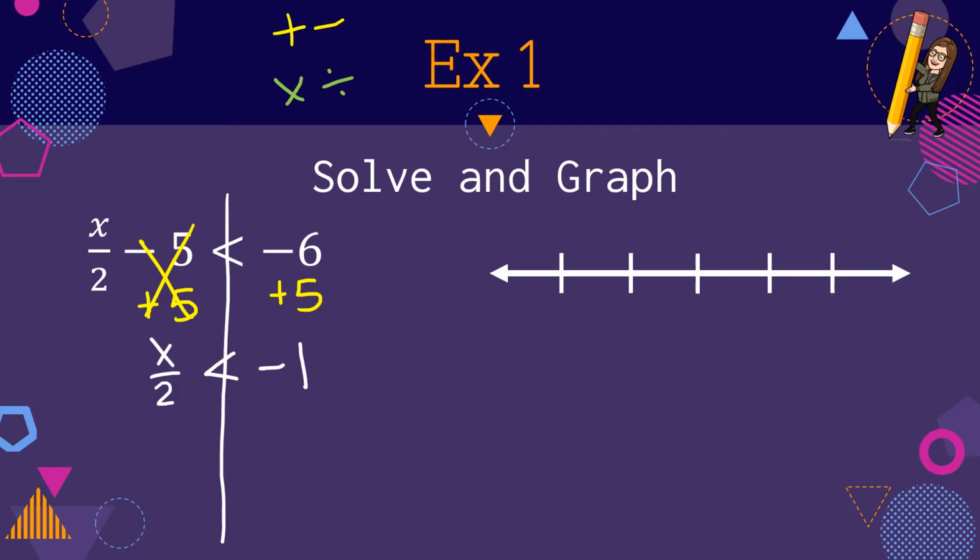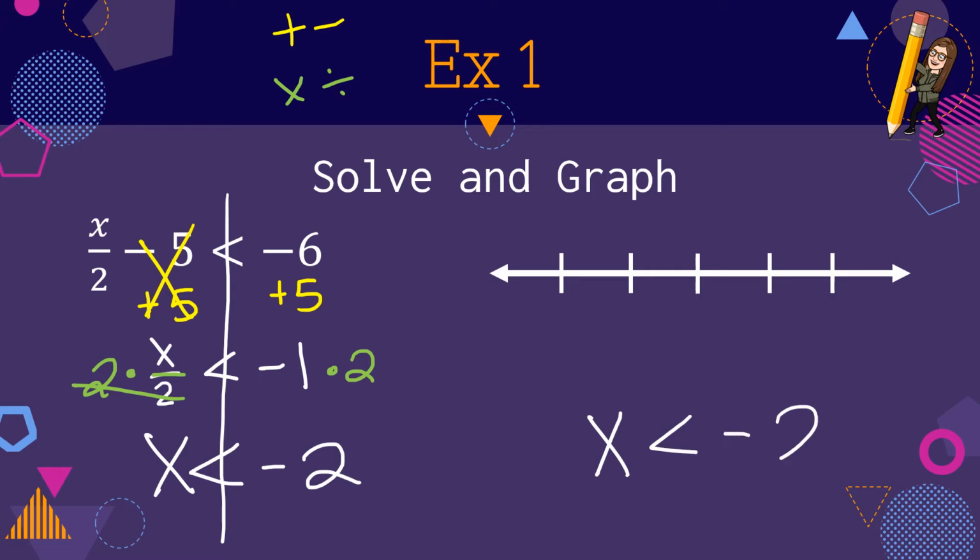Our next step, undo any multiplication or division. It says x divided by 2, so we're going to times both sides by 2. Multiply and divide are opposites, so they go away. The x falls down, the symbol falls down. Negative 1 times 2 is negative 2. Step two, my variable is written first, so we're good to go.